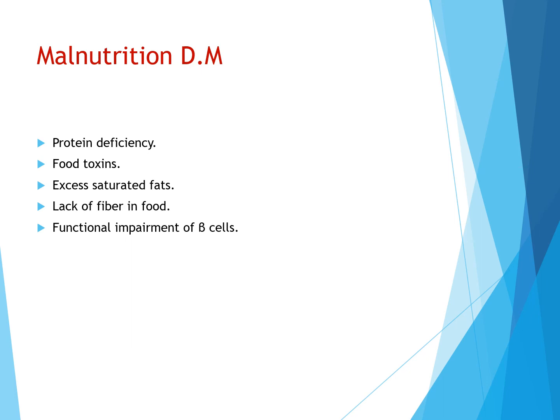The fourth type of diabetes, which is usually uncommon, is malnourishment diabetes mellitus. Now, this is mainly related with the diet. So, a protein deficiency in early childhood can cause developmental problems of the pancreatic gland, leading to diabetes in adulthood. Sometimes some food toxins can damage the pancreas, leading to diabetes.